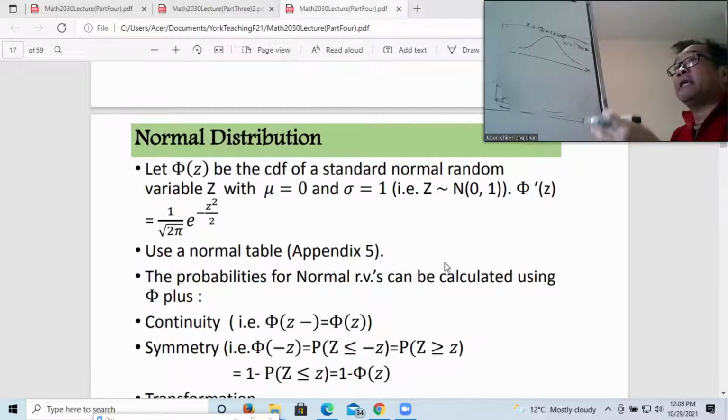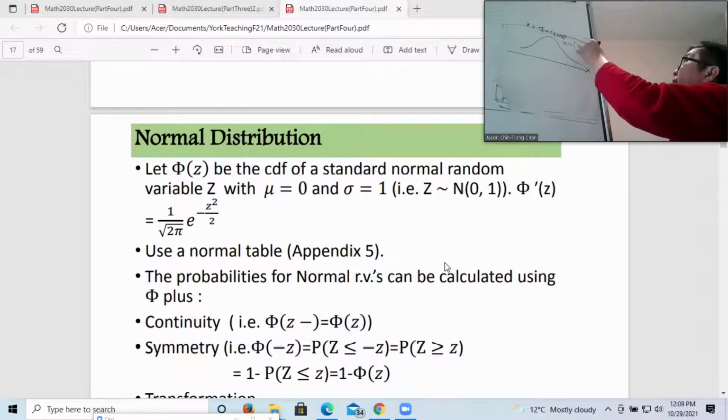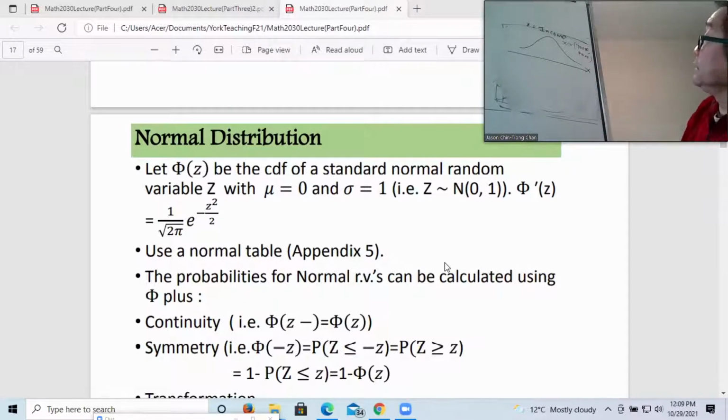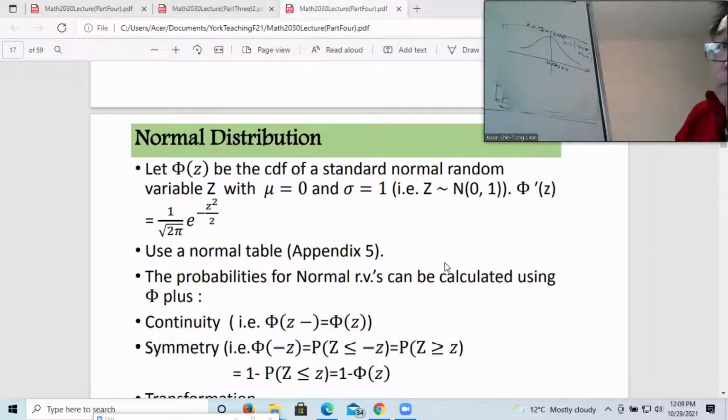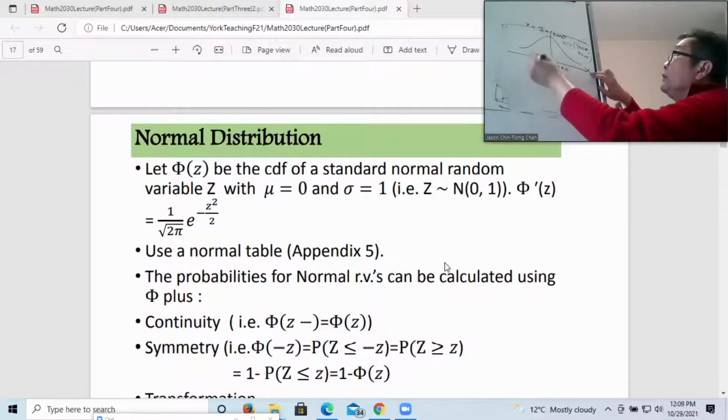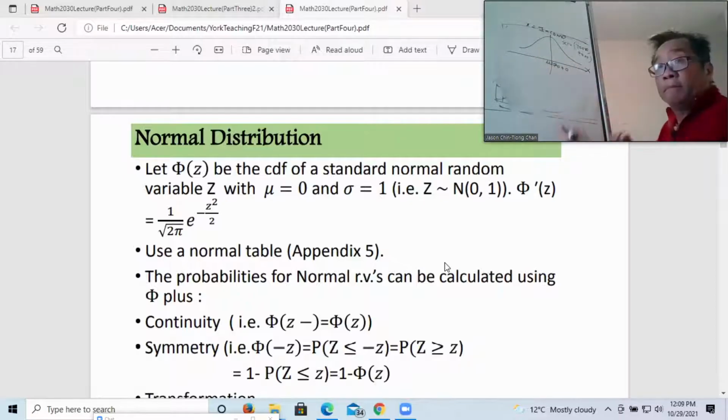And then some people might get 71, some people might get 68, 69. So the standard deviation or variance is, let's say, 4,000. So we know that for a normal distribution, the mean is always at the center. So this is 70,000. Okay. So we can do the transformation. We can change X to Z.